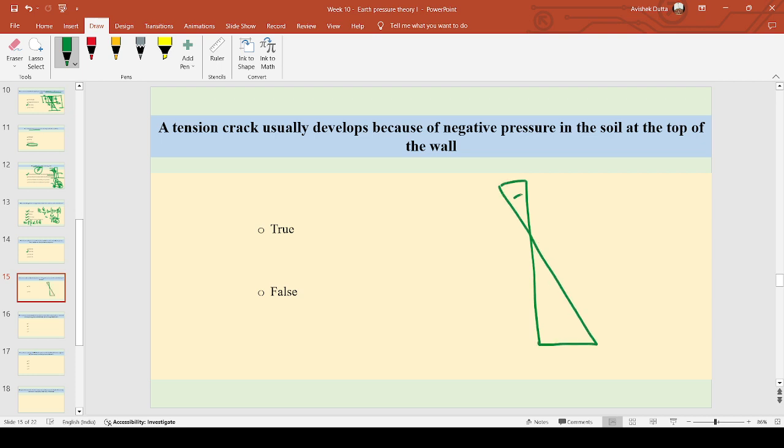Here, negative pressure is developed when the soil is cohesive. Specifically, it is not mentioned here, but you have to assume the soil is cohesive, and in the top part of the wall, negative pressure is developed, and hence tension crack develops. So it is true. Okay.